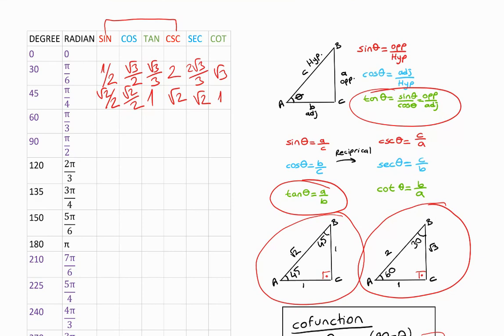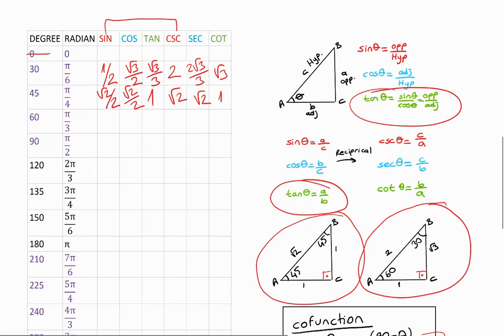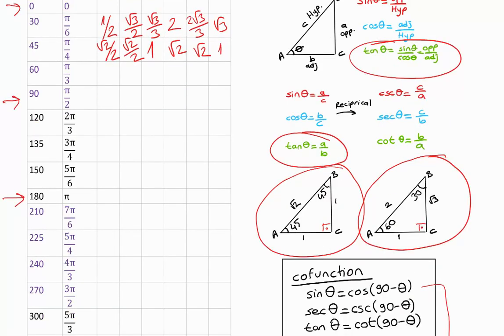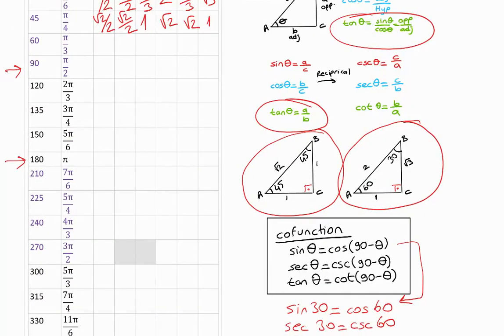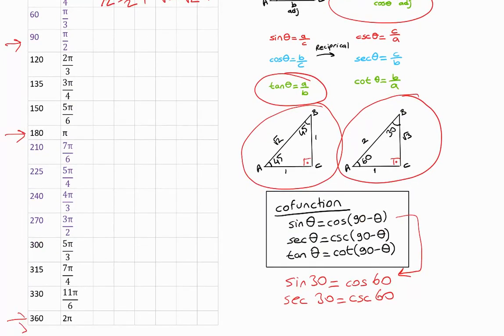Okay, but we need a unit circle for this one: 0 degrees, 90 degrees, 180 degrees, and 360 degrees. So we will use the unit circle for calculating this.